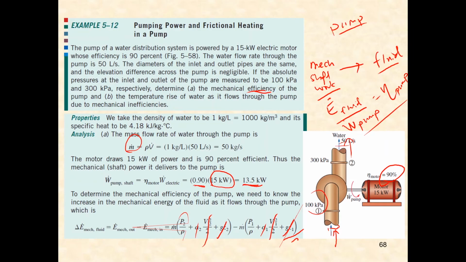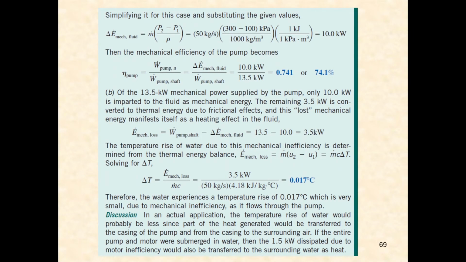So what we have is only a function of pressure. Then by substituting P2, P1, the density of water and the mass flow rate, we get the fluid energy. Then we can find the efficiency of the pump, where the output is the mechanical fluid energy and the input is the shaft work. So we have 10 kilowatts over the shaft work, which is 30.5 kilowatt, which is 90% of the work done by the motor.